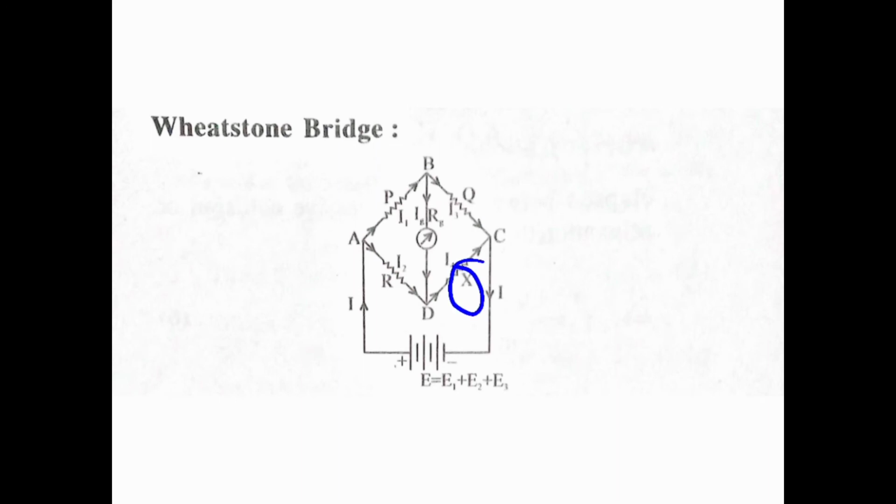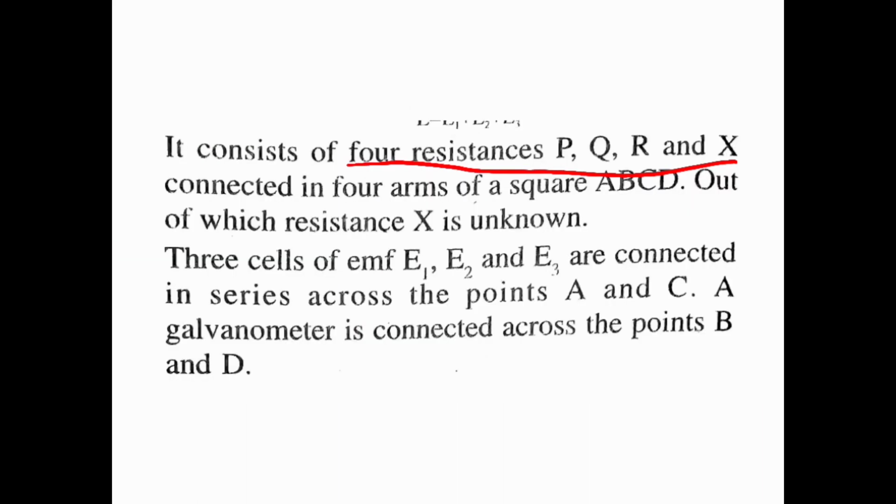Okay, as this resistance is R and this resistance is G, we can determine the resistance of this and this. So this is unknown. 3 cells of EMF E1, E2 and E3 are connected in series across the points A and C.